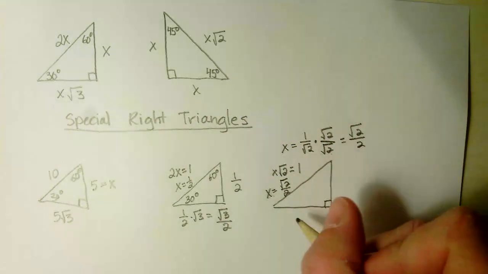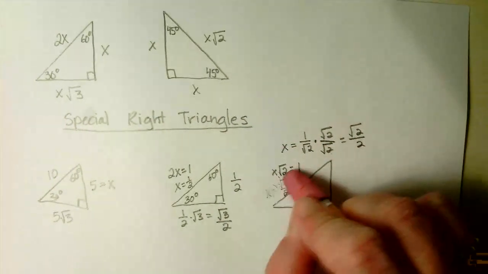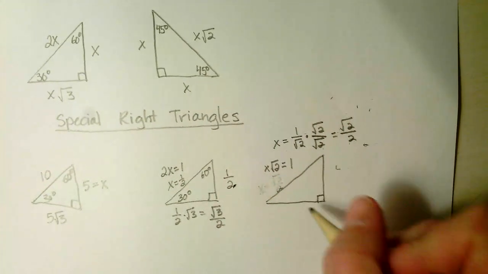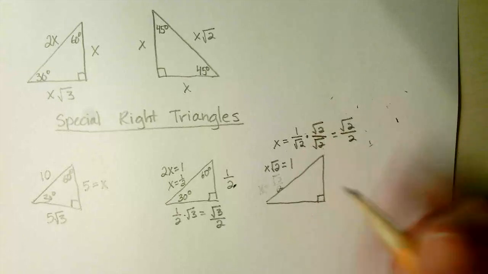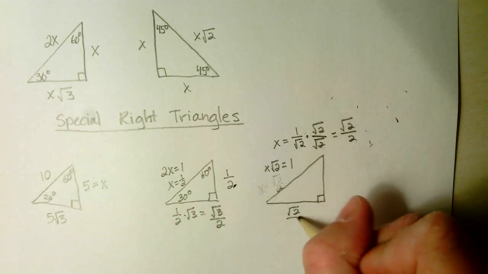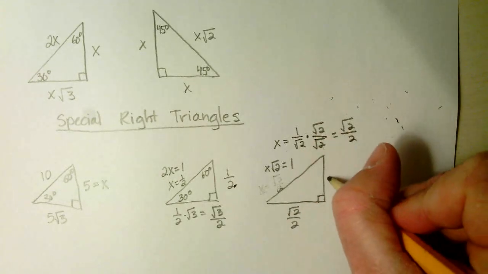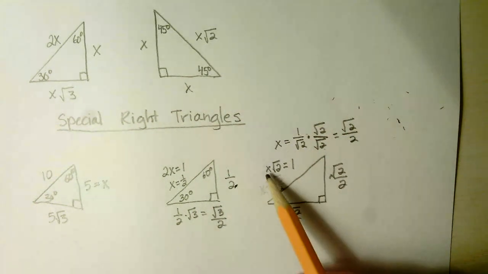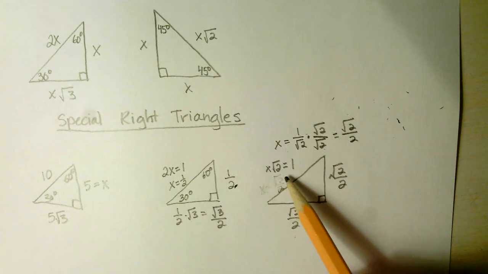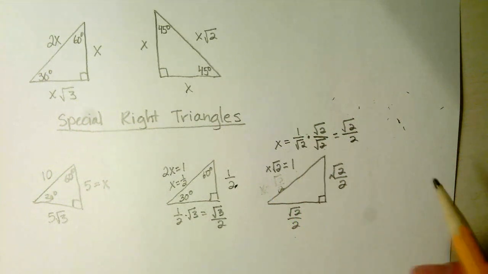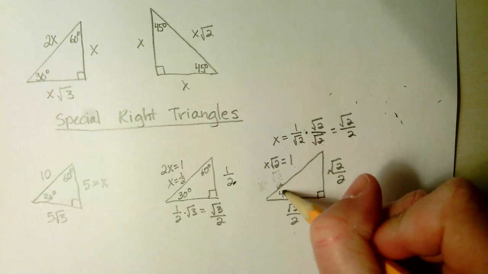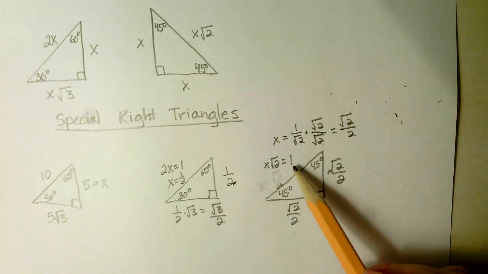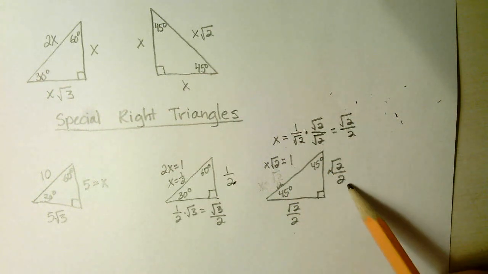So that means, I'm going to erase this. I'm sorry, I'm off my game today. So this means that this side, x, is square root of 2 over 2. This side is square root of 2 over 2. And square root of 2 over 2 times square root of 2 is equal to 1. So when I have my 45-degree triangle, I have 1, square root of 2 over 2, and square root of 2 over 2.